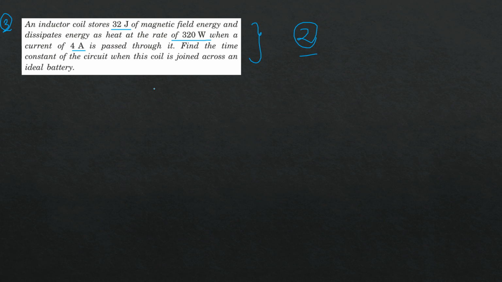All right. You can pause the video if you haven't solved it. Okay. An inductor coil stores 32 joule of magnetic field energy and dissipates energy as this one. So this is power given. This is energy. First of all, what is magnetic field energy stored in an inductor?